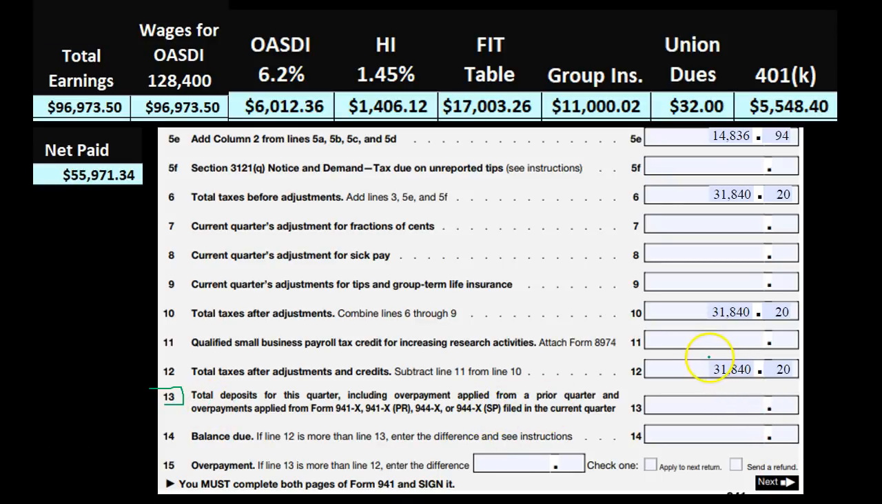This is typically the most confusing part of calculating this form, because note that this number here should be the same as this number, but this number up top represents the liability. So we've recalculated the liability. If we were to interpret what we're saying to the IRS, we'd be saying, hey, this is our recalculation of FIT, Social Security, and Medicare liability for this quarter.